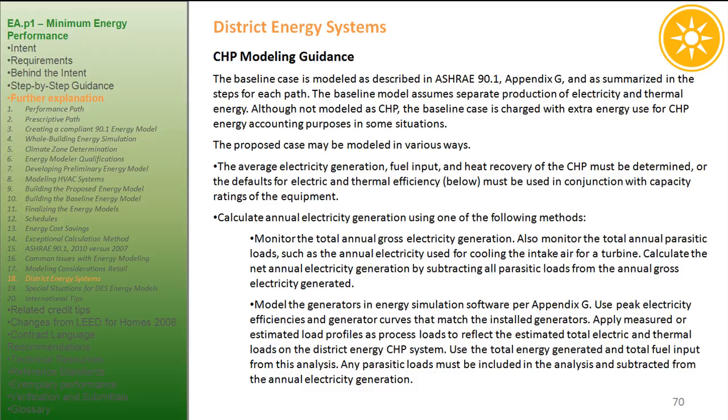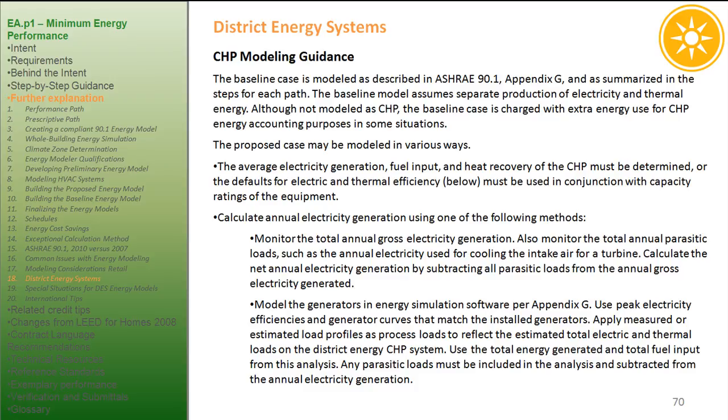The average electricity generation, fuel input, and heat recovery of the CHP must be determined, or the defaults for electric and thermal efficiency, below, must be used in conjunction with capacity ratings of the equipment. Calculate annual electricity generation using one of the following methods. 1. Monitor the total annual gross electricity generation. Also monitor the total annual parasitic loads, such as the annual electricity used for cooling the intake air for a turbine. Calculate the net annual electricity generation by subtracting all parasitic loads from the annual gross electricity generated.